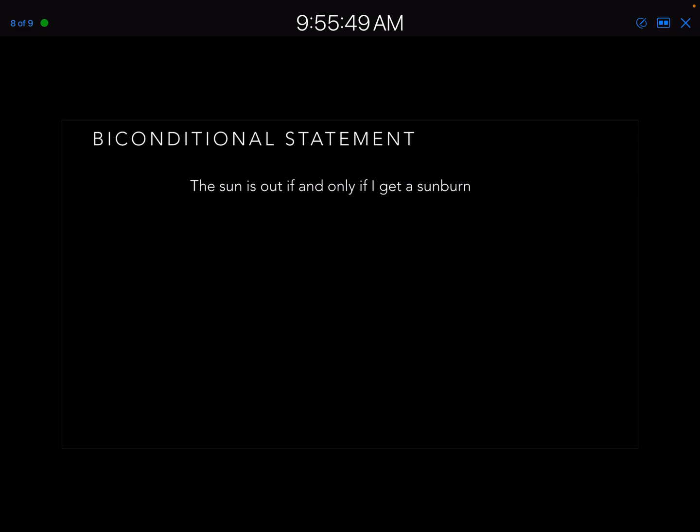So again, you're writing the conditional statement from that biconditional, you're writing the converse, and then you're determining the validity of it. Is that actually a valid biconditional statement? About 30 more seconds. It's a pretty short one.